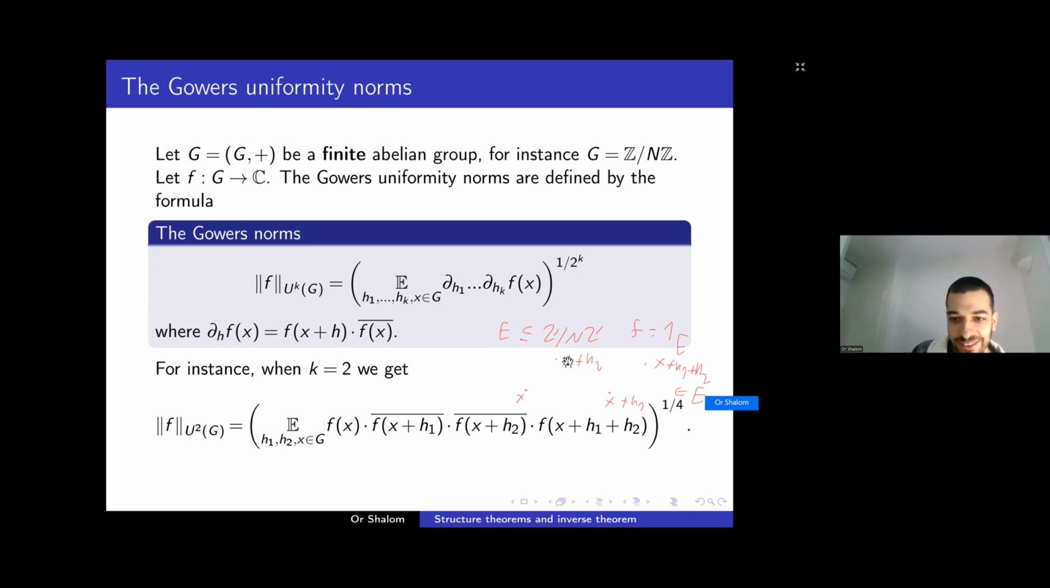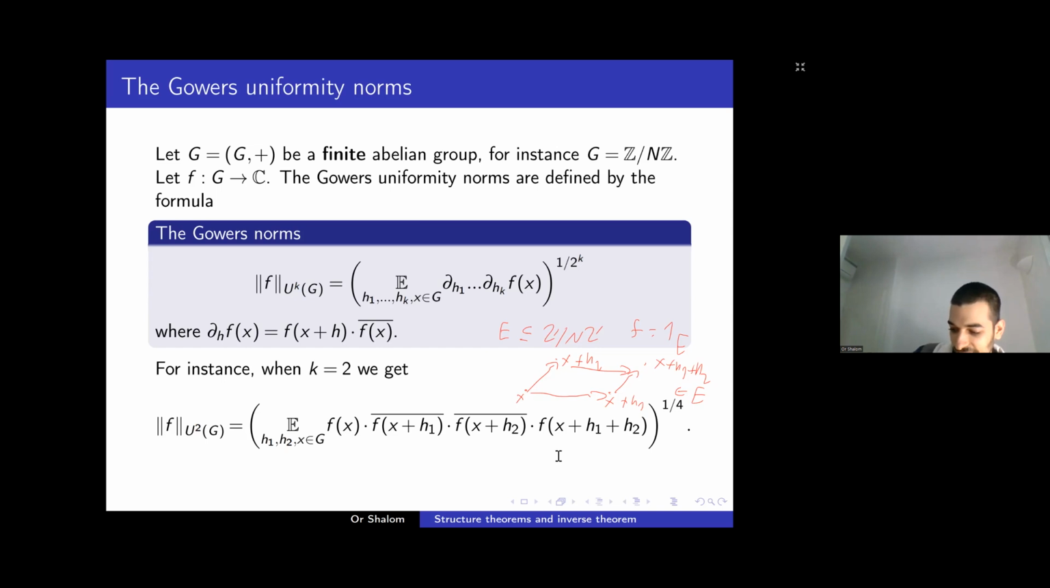The reason why I draw it like this is that if you think about x, h1 and h2 as vectors, then this is a parallelepiped, a two-dimensional parallelepiped. So what the Gowers norms are doing is counting the average number of two-dimensional parallelepipeds inside the set E. And what the U^k norms are doing is counting the average number of k-dimensional parallelepipeds inside E. This was Gowers' way of measuring uniformity. You start with a subset E, and you count how many parallelepipeds it has. If it has roughly as many parallelepipeds as you would expect from a random set, you say it is pseudo-random, and otherwise, it's not.